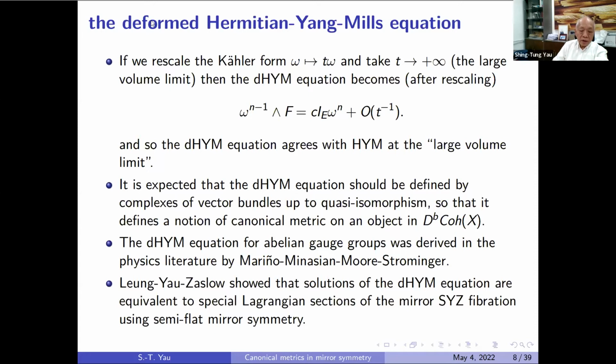Then Conan Leung, my former student, and my former postdoc, Sasso. So we looked at the SYZ construction and found that the solutions of the deformed Hermitian-Yang-Mills equation are actually equivalent to special Lagrangian sections of the mirror SYZ fibration using semi-flat mirror symmetry. So therefore, it's very well motivated from the SYZ fibration of mirror, which explains how mirror symmetry looks like in the geometric category. So special Lagrangian section becomes a deformed Hermitian-Yang-Mills equation in a very clear manner using the mirror symmetry construction of SYZ.